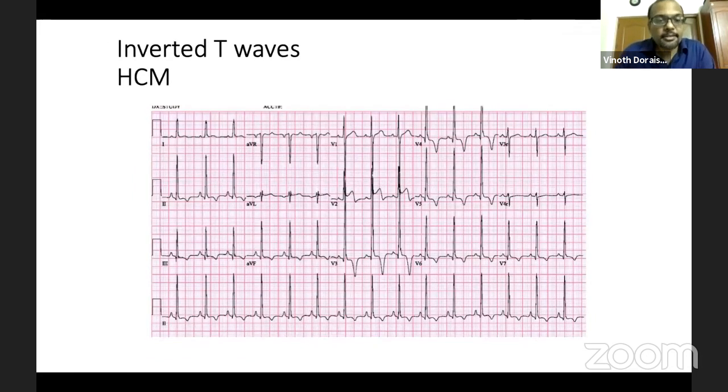Next is hypertrophic cardiomyopathy. Hypertrophic cardiomyopathy can have very large complexes in all the precordial leads, and it can have deep inverted T waves in the lateral precordial leads. So this is an example of a hypertrophic cardiomyopathy.